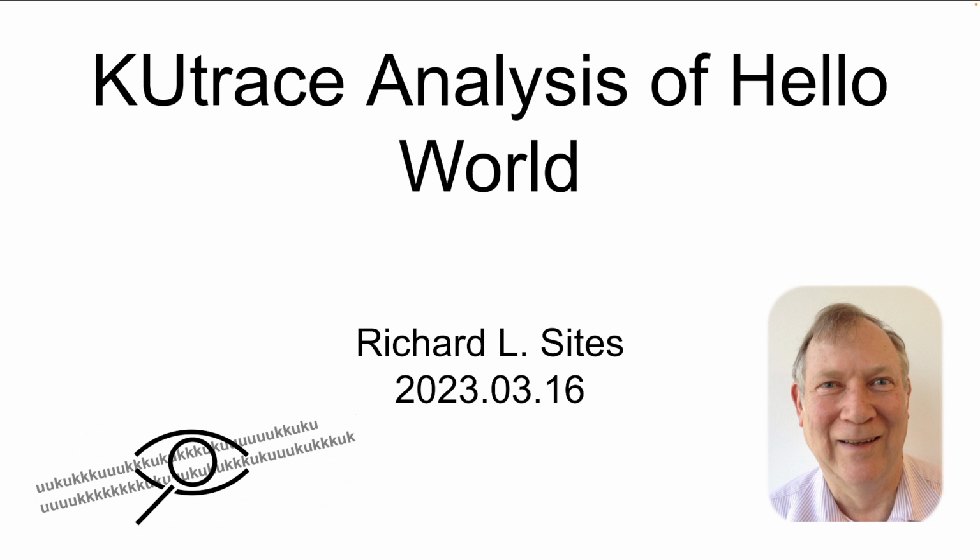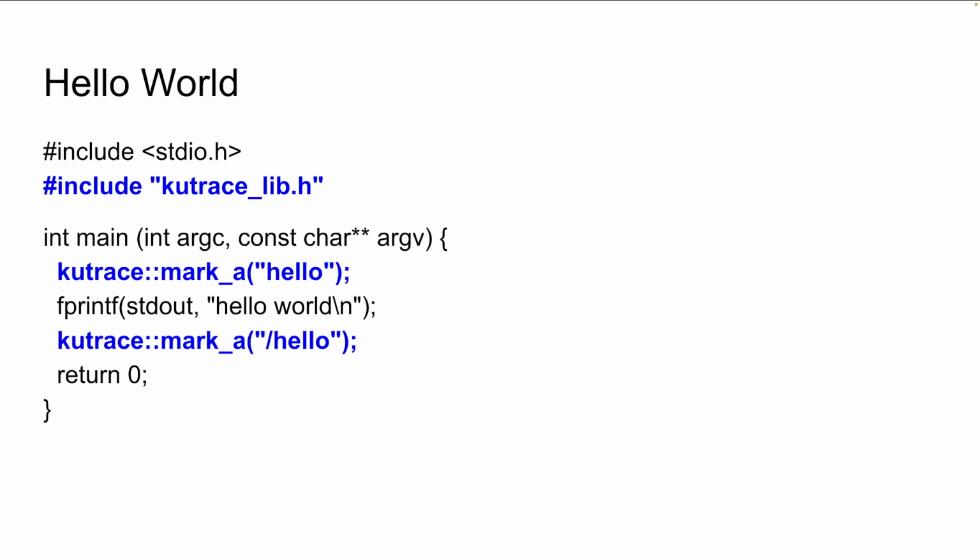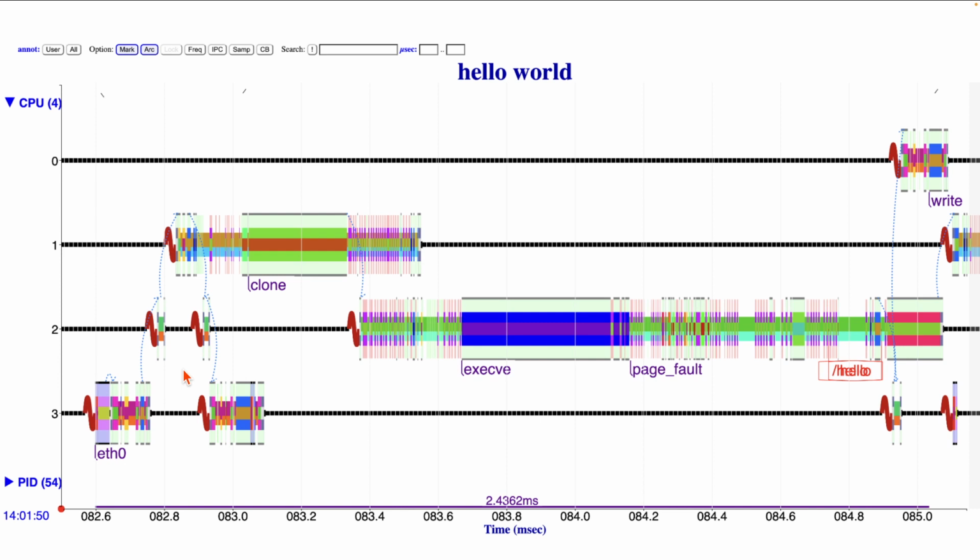Today's topic is the KUtrace analysis of Hello World. This is the Hello World program in black, and I added two optional trace entries. This one adds the word hello at the very first line of execution. This adds /hello at the very last line before the return. After post-processing the trace, we get something like this, which you may have seen in the first video.